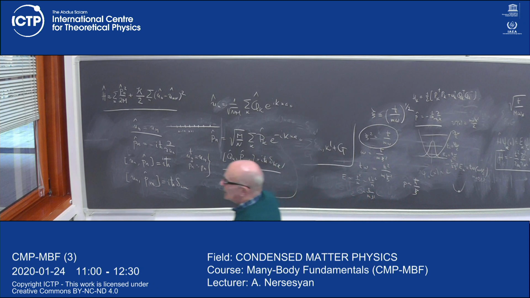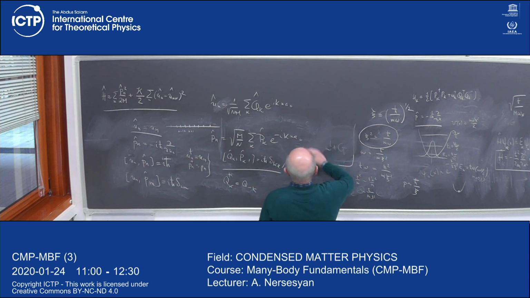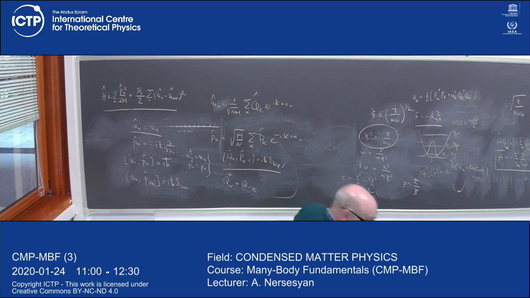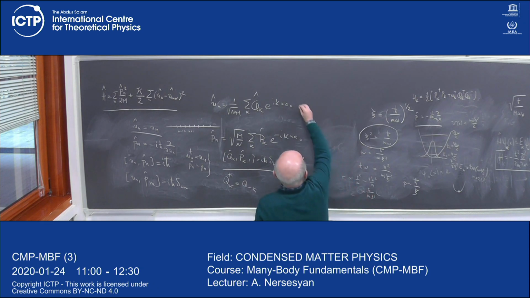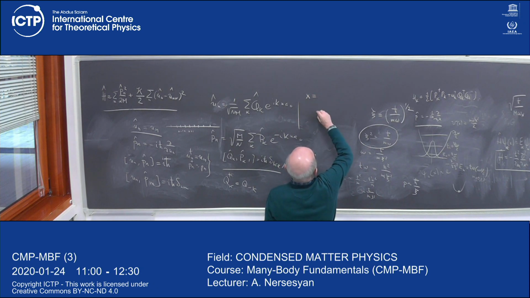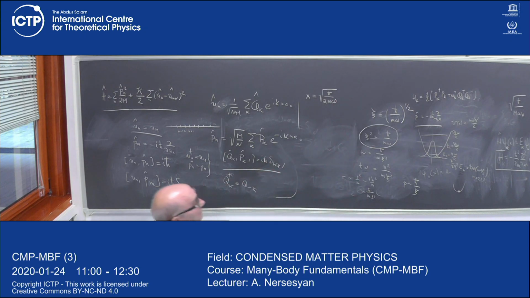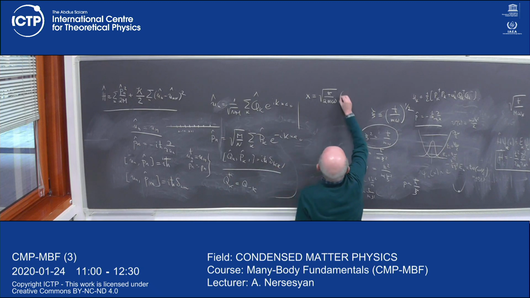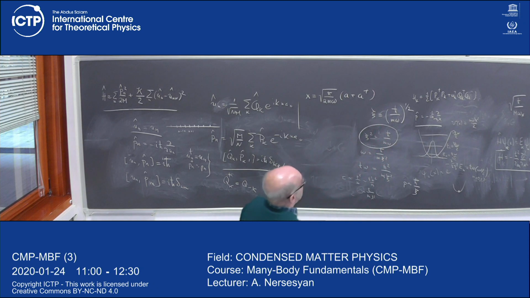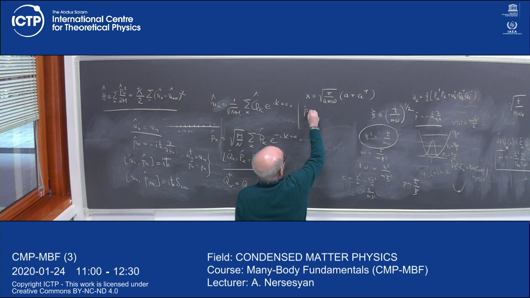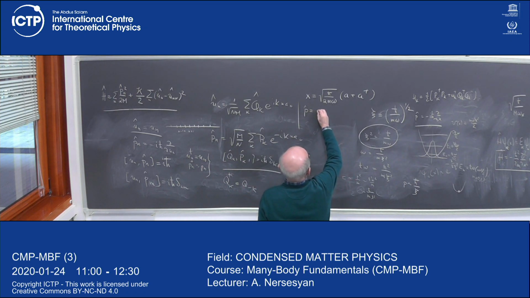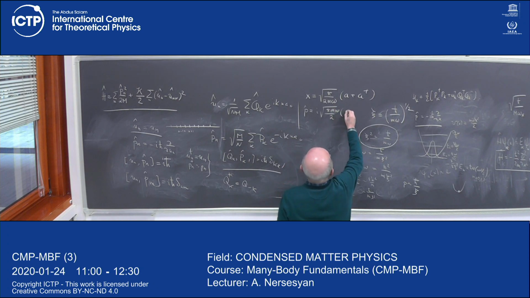The way it works goes as follows. If I again go back to a single harmonic oscillator, I will write down that the coordinate x is equal to the square root of h divided by twice m omega, times a plus a dagger. And then if I write down the momentum, I'm not sure about the coefficient, but we will fix it anyway, it should be the square root of h m omega divided by 2, and here we have a dagger minus a.